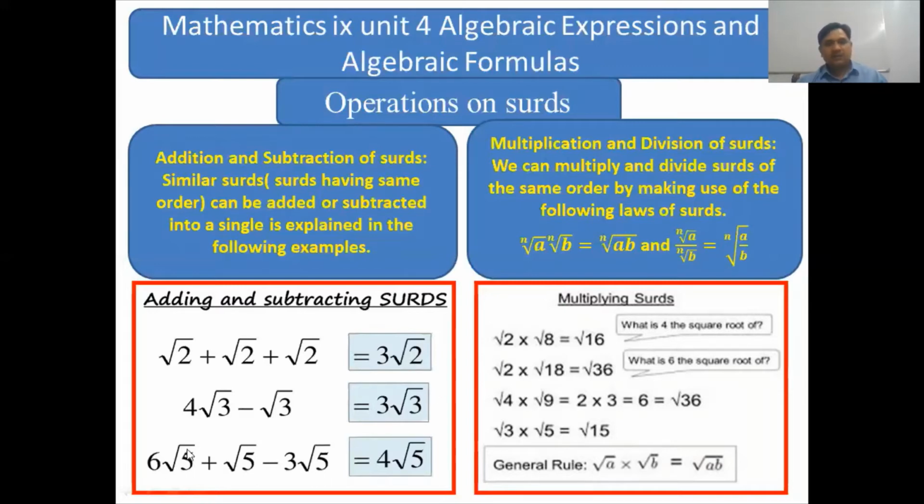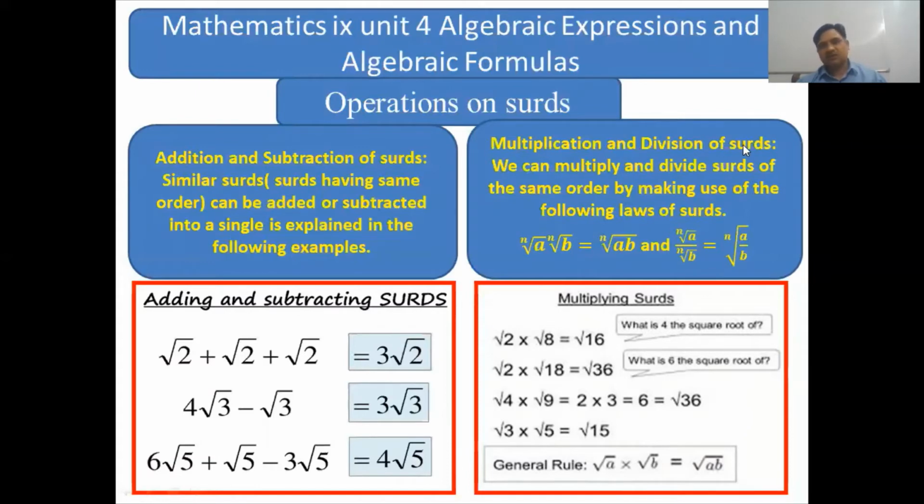Similarly, here is 6 square root of 5 plus square root of 5 minus 3 square root of 5. So 6 square root of 5 plus 1 square root of 5 gives us 7 square root of 5, and here is minus 3 square root of 5. So 7 minus 3 square root of 5, and we have 4 square root of 5.